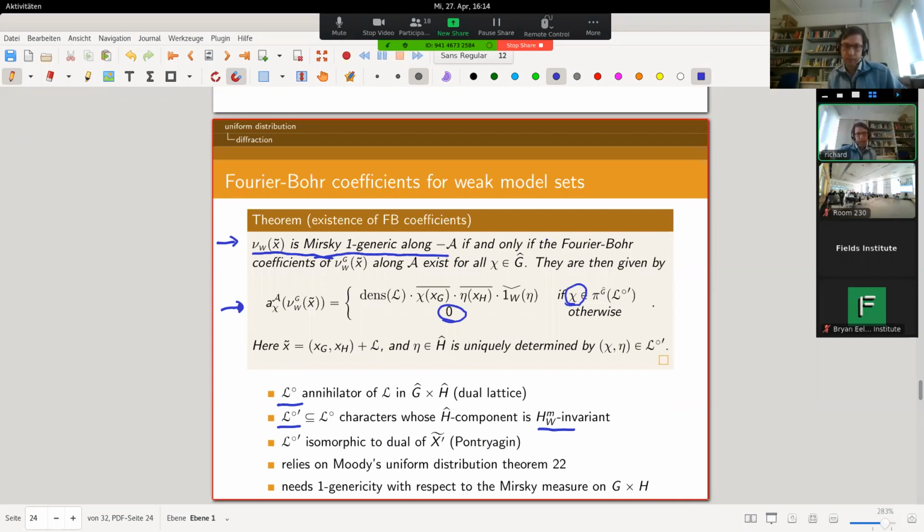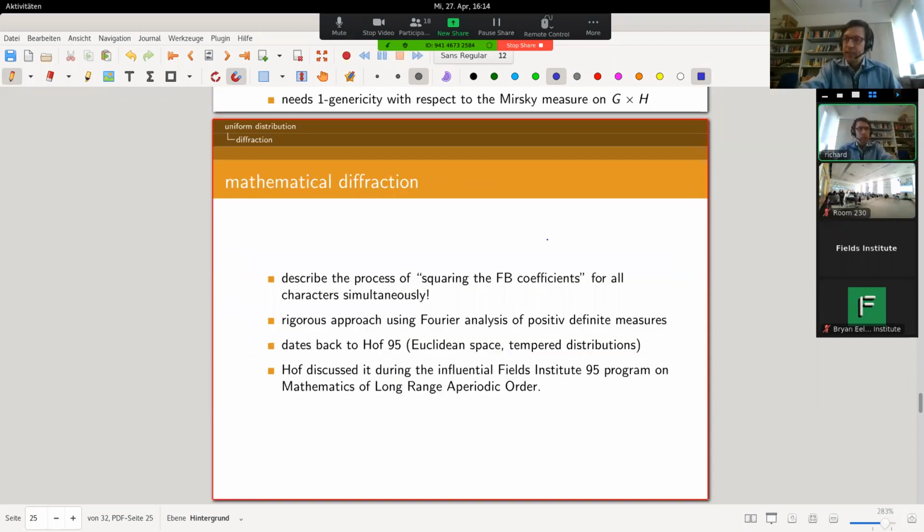And again here, this result relies on Mudis uniform distribution theorem, this refined version, which we cooked up. And so we need one genericity with respect to the Mirsky measure on G times H here. Okay, so this is the first result. So second result.